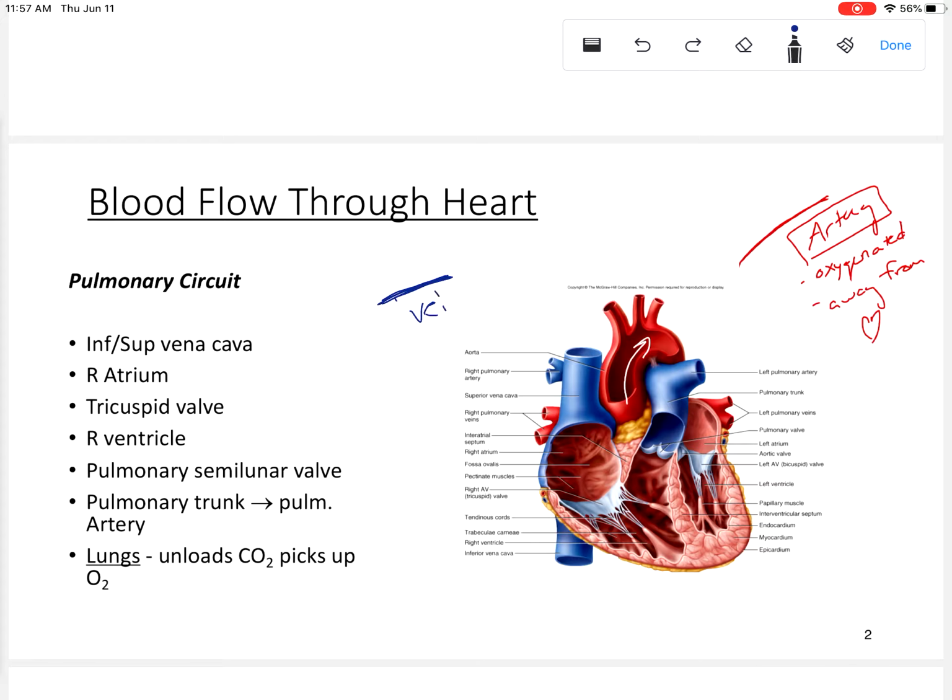Versus vessels that you see that are blue are considered to be veins. You know this, right? Veins carry blood that is deoxygenated, which means the blood does not carry oxygen. The red blood cells don't have oxygen yet because the blood hasn't yet gotten to the lungs to pick up oxygen. And veins carry blood towards the heart.